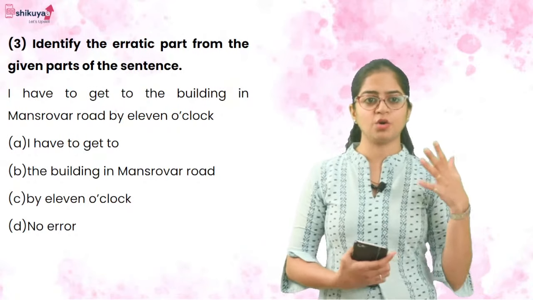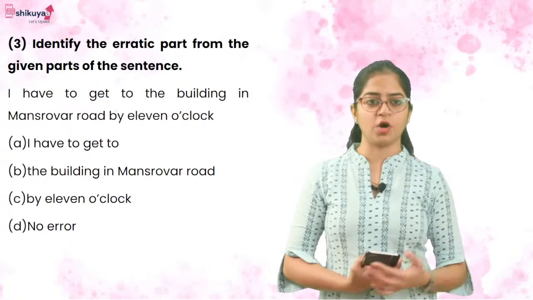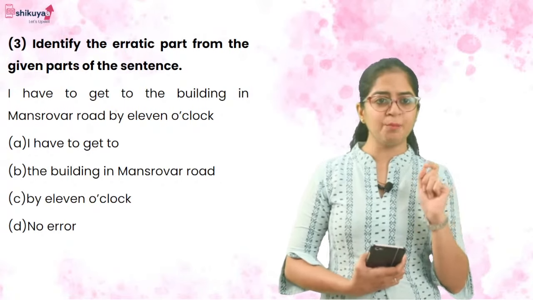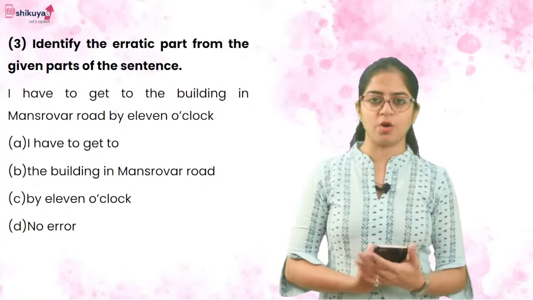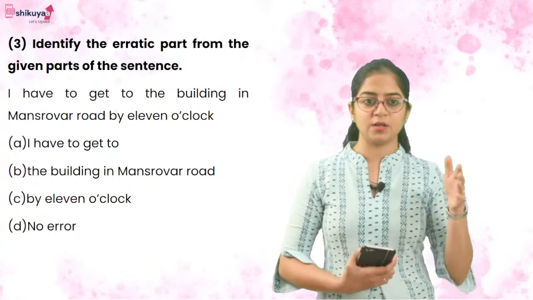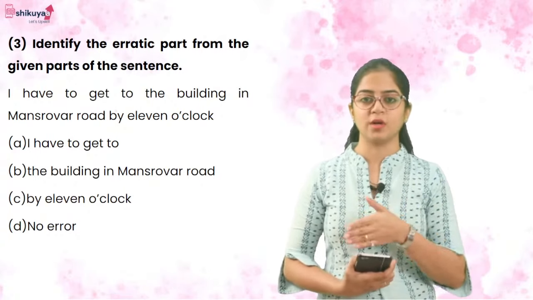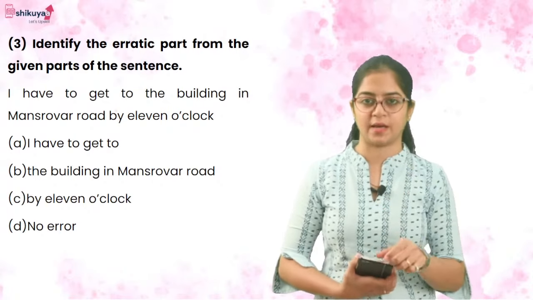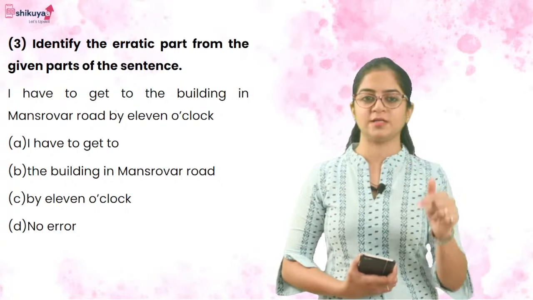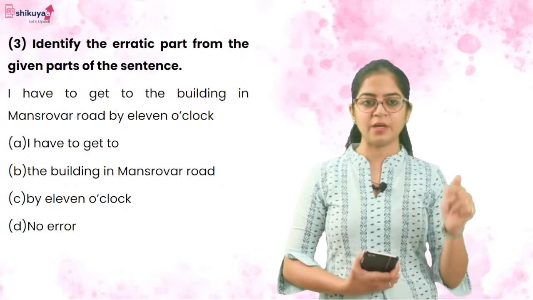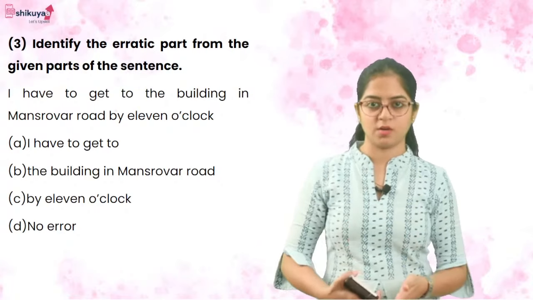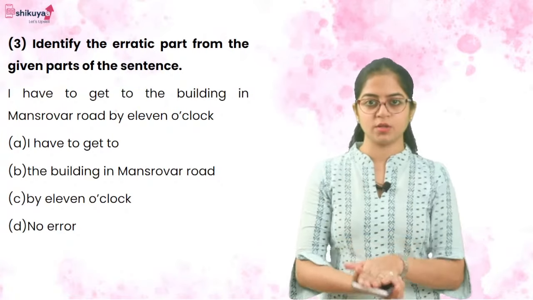So the answer to this question is part B. What goes wrong in part B? The building in Mansarovar Road. So here the preposition used is incorrect. There should be on instead of in. The building on Mansarovar Road. We cannot say in road, it should be on road. Got it?